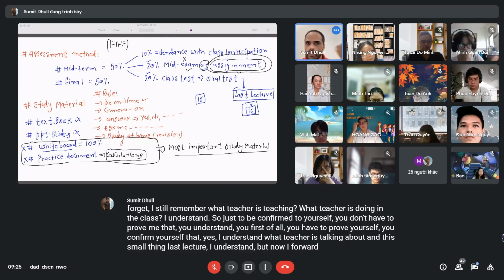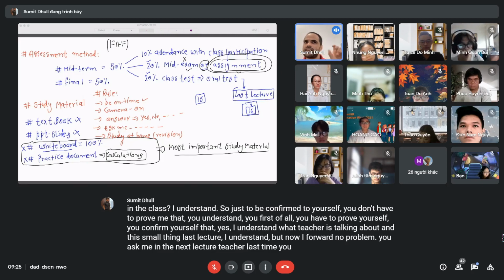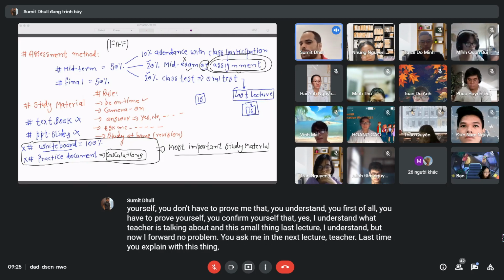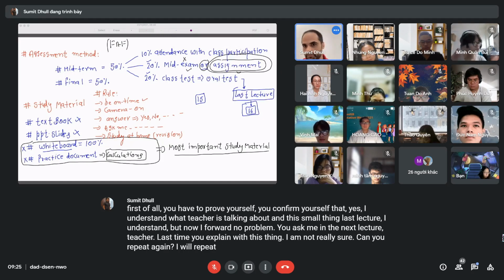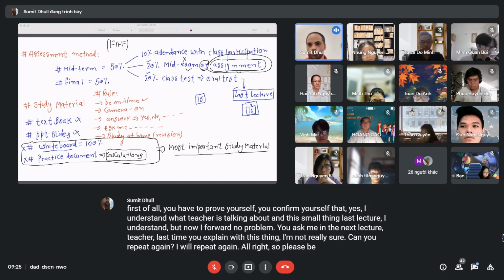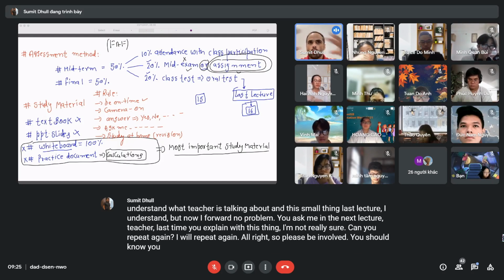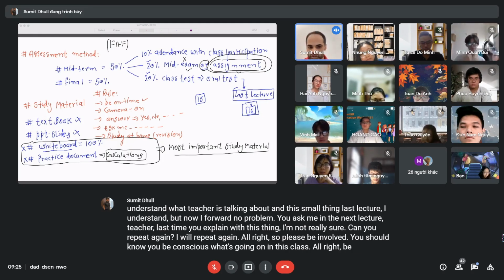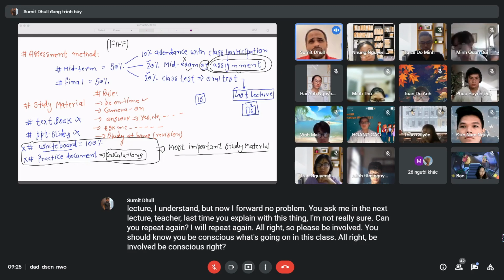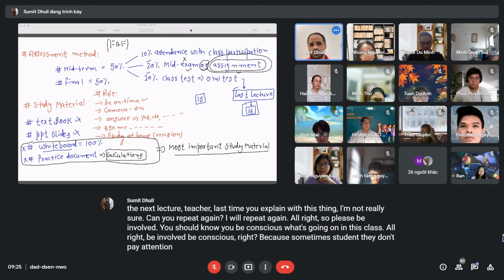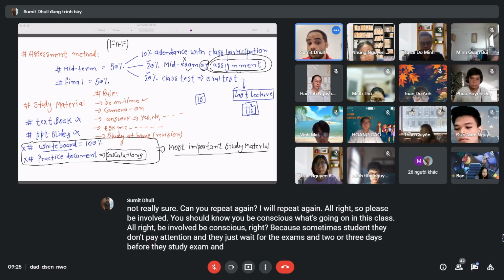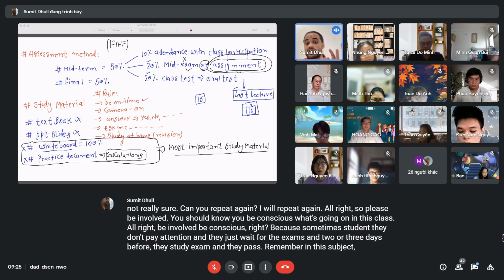If you say, this small thing in the last lecture I understood, but now I forgot, no problem. You ask me in the next lecture, teacher, last time you explained this thing, I'm not really sure, can you repeat again? I will repeat again. All right. So please be involved. You should be conscious of what's going on in this class. Because sometimes students don't pay attention and just wait for the exams, and 2 or 3 days before they study for the exam and they pass. Remember, in this subject, this is impossible.